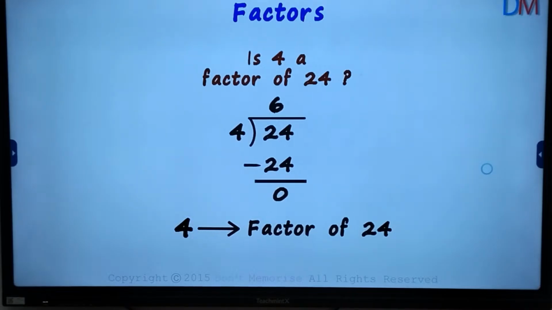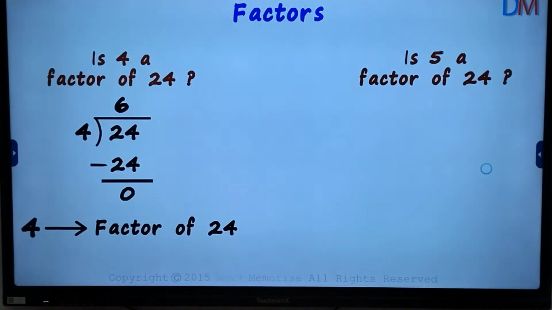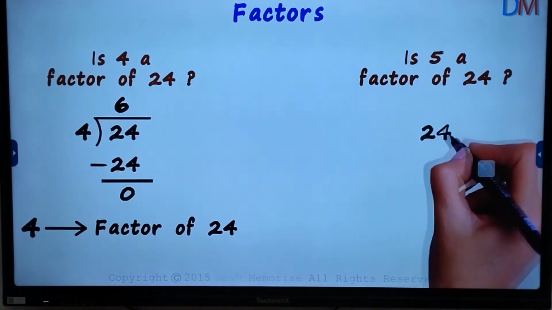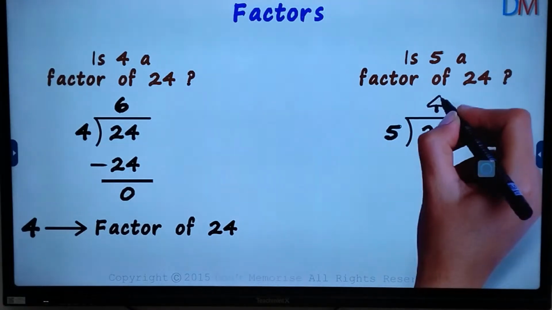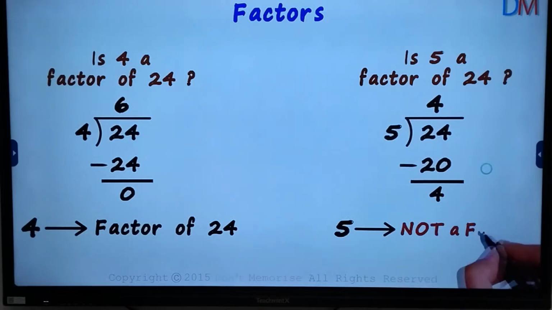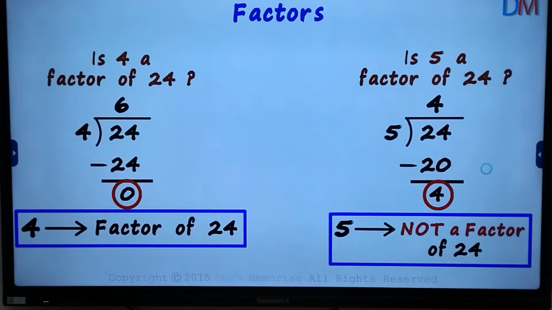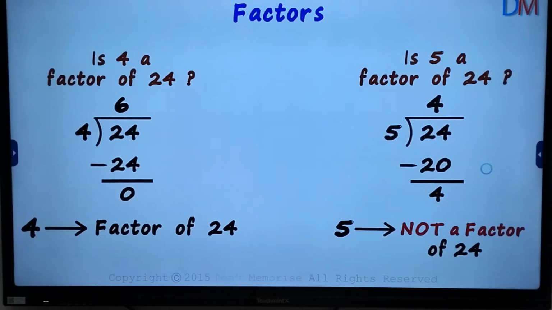Now I would like you to answer the next question. Is 5 a factor of 24? To know the answer, let's try dividing 24 by 5. 5 times 4 is 20, and 24 minus 20 gives us 4. We get the quotient as 4 and the remainder as 4. Since the remainder is not 0, we can say that 5 is not a factor of 24. That's how we find out if the number is a factor of another or not. How else can we understand this?